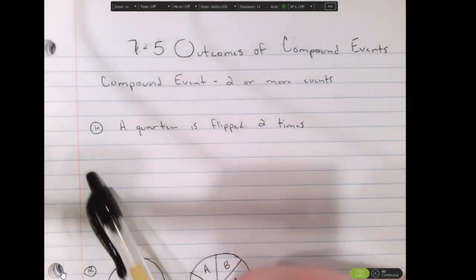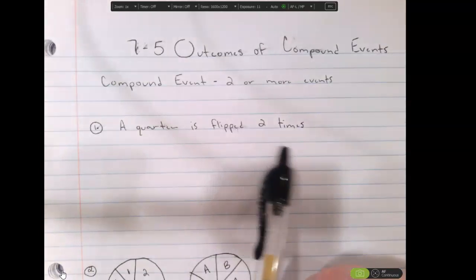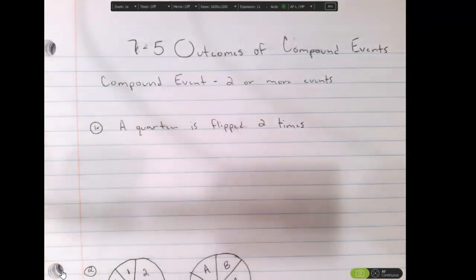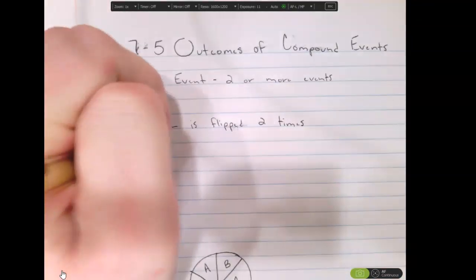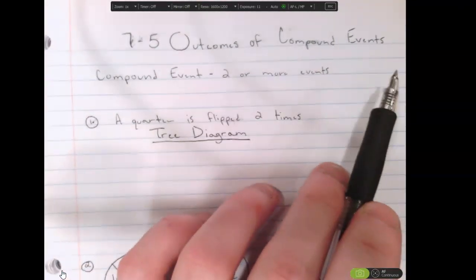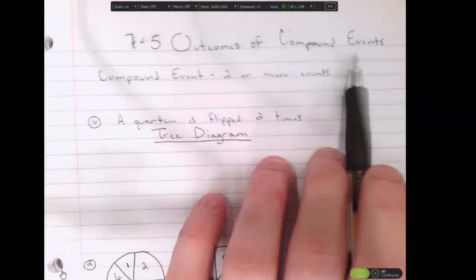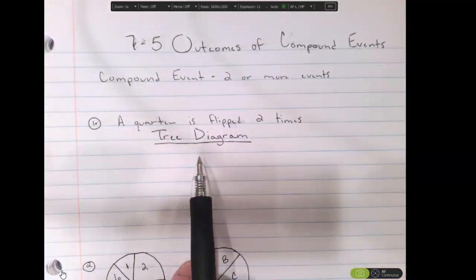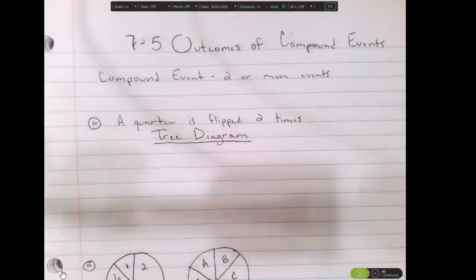So let's look at number 1. A quarter is flipped 2 times. So I've got this coin, this quarter, it's flipped twice. The first thing that we're going to make is a tree diagram. So this will be the first type of way we can show the different outcomes in a compound event. There's 3 different ways we can show it, and the first is with a tree diagram. Hence, that's why we have 3 problems to show each one of these.